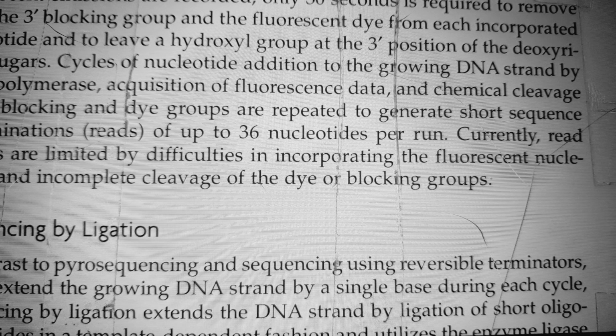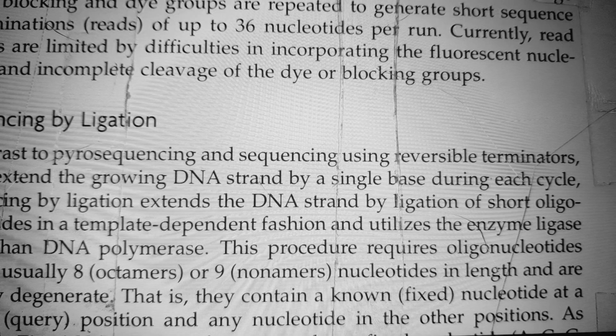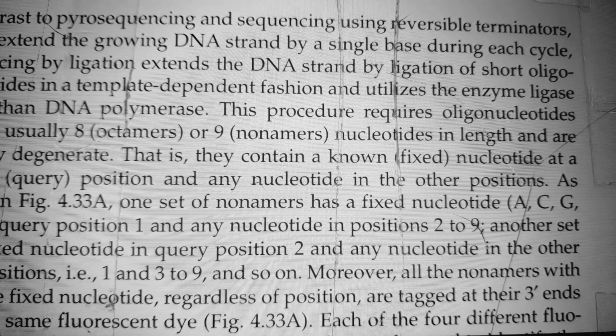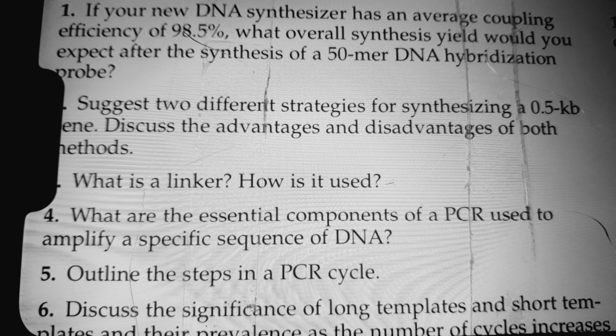Cycles of nucleotide addition to the growing DNA strand by DNA polymerase, acquisition of fluorescence data, and chemical cleavage of the blocking and dye group are repeated to generate short sequence determination reads of up to 36 nucleotides per run. Currently, read lengths are limited by difficulties in incorporating the fluorescent nucleotides, and incomplete cleavage of the dye or blocking groups. The sequencing by ligation section is completed already. Now going on to the review questions.